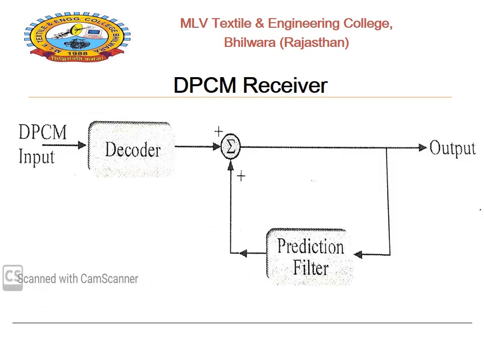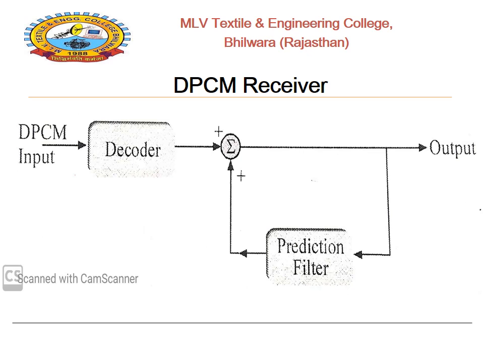Next, the slide shows the DPCM receiver. From this figure, there are two sections. The first is the decoder section, and the other is the prediction filter section.